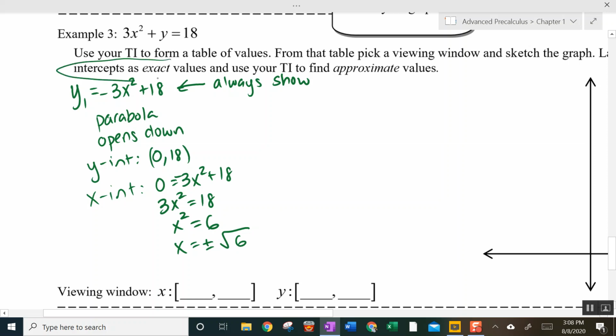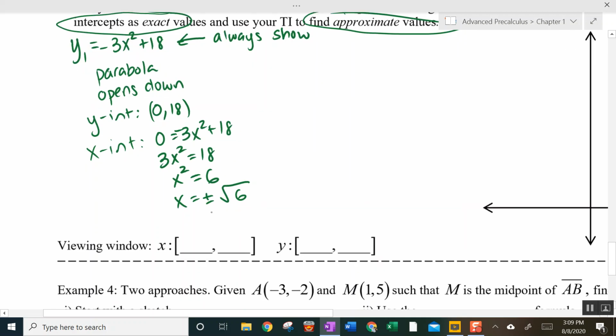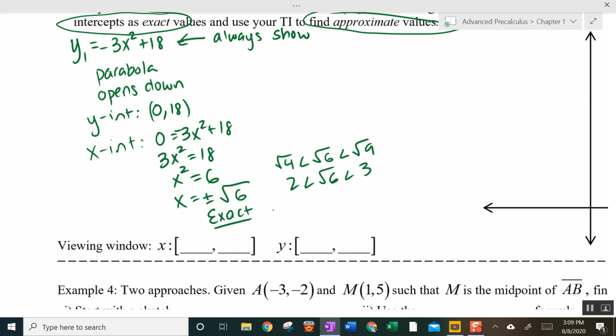Notice it says list the intercepts as exact values, and you can use your TI to find approximate values. Make sure you know the difference between these two. Plus or minus the square root of 6 is an exact value. And if you enter that in your calculator, you should have a pretty good guess of where it is between. If we think about that square root of 4 is less than the square root of 6, which is less than the square root of 9. I know it's somewhere between 2 and 3. So if you type this into a calculator and get something like 18, you know you did something wrong. But square root of 6, that is about 2.449. This is an approximation.